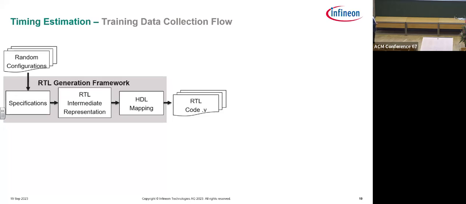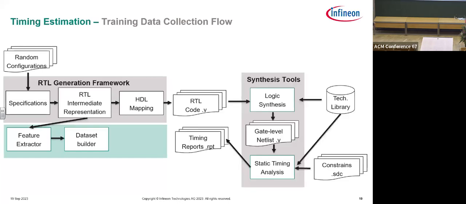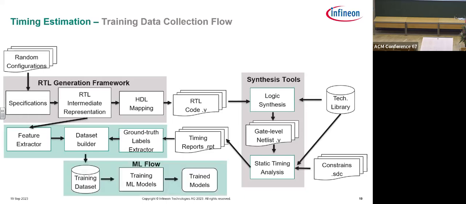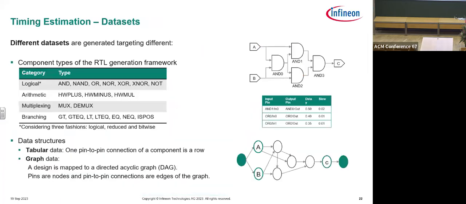With a generation framework, we generate the RTL code, and also we make a ground truth. We extract the features. We have a dataset builder. We run all the synthesis reports. We have ground truth label extractors from these reports. And finally, we have our training set. With this training set, we can train our machine learning models and have a trained model. Then with this trained model, we can apply it to estimate the timing of our sub-elements and then go with them to be designed.